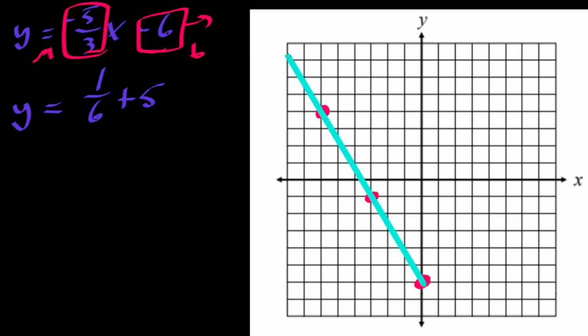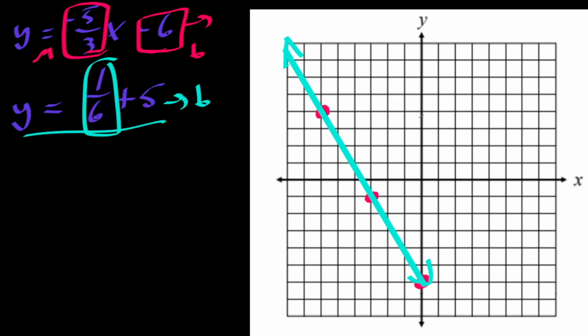Let me actually make this as straight as I can. That looks pretty straight. All right, so there's my first graph. Now, let's do the second line. My slope is 1 over 6. My b is 5. So I'm going to start at positive 5.